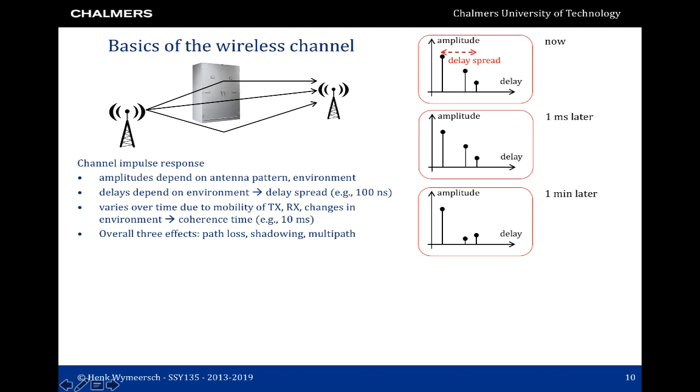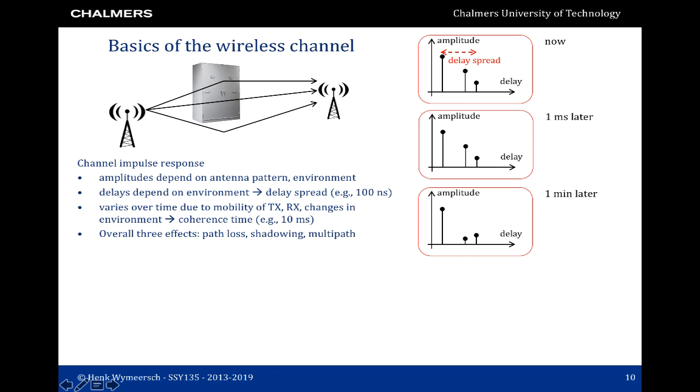The channel varies over time due to mobility of the user, and of course the mobility happens at a much slower time scale. So the time over which the channel is roughly the same is called the coherence time, and this can be of the order of 10 milliseconds. Note that there are many orders of magnitude difference between the delay spread and the coherence time.